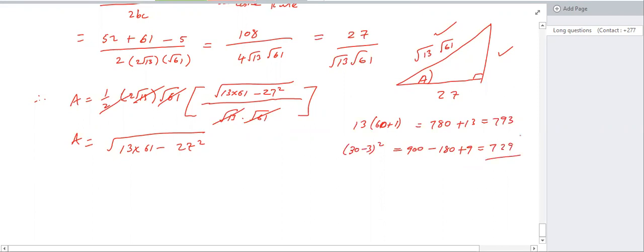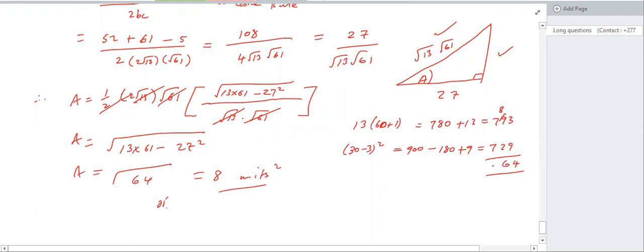Let me subtract these two. So you can say 13 minus 9, that should be an 8. 8 minus 2 is 6. 13 minus 9 is 4. Therefore, area is equal to the square root of 64, which is equal to 8 units squared.